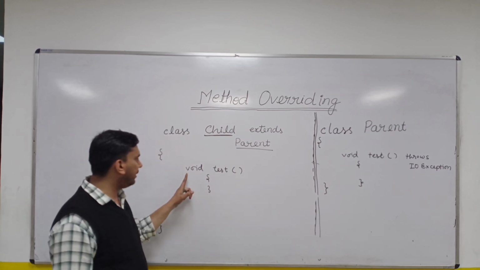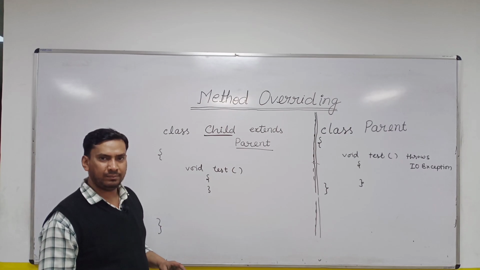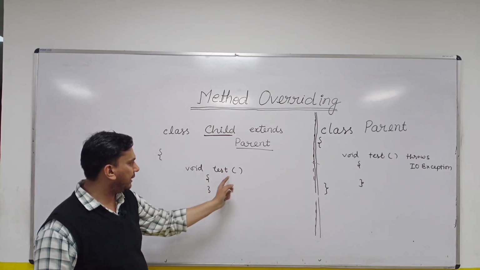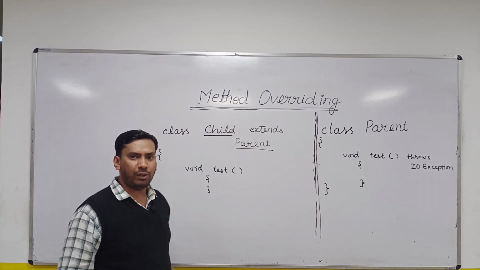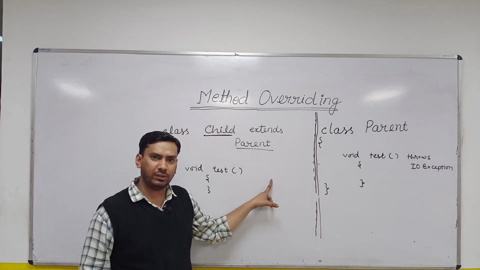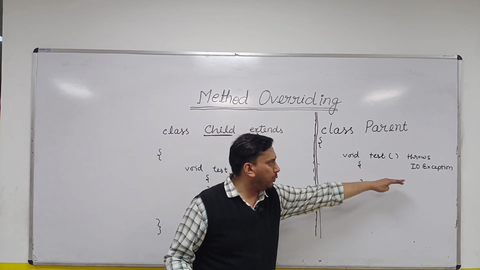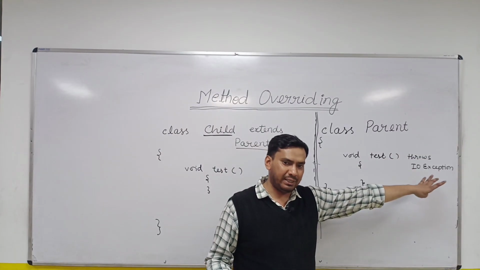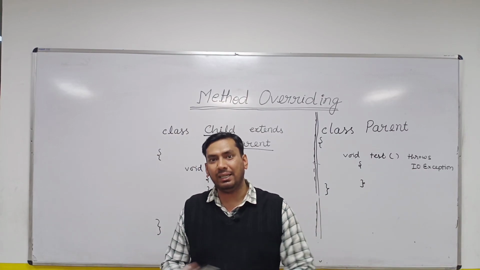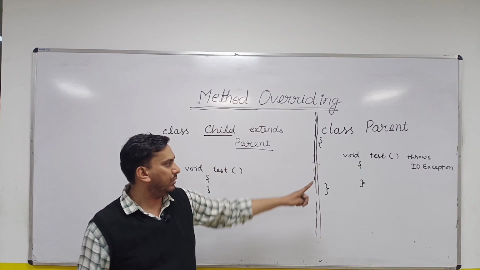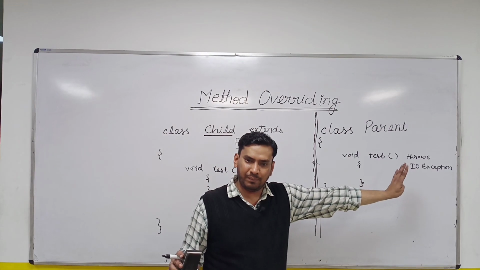So can I write here void test without any exception? I am overriding this method, so can I write something like this, void test without any exception, without any throws clause? Yes. During the overriding I am improving the method. I am saying okay, in the parent type there was some exception, but now child has improved that method and now there is no exception. So this is possible.